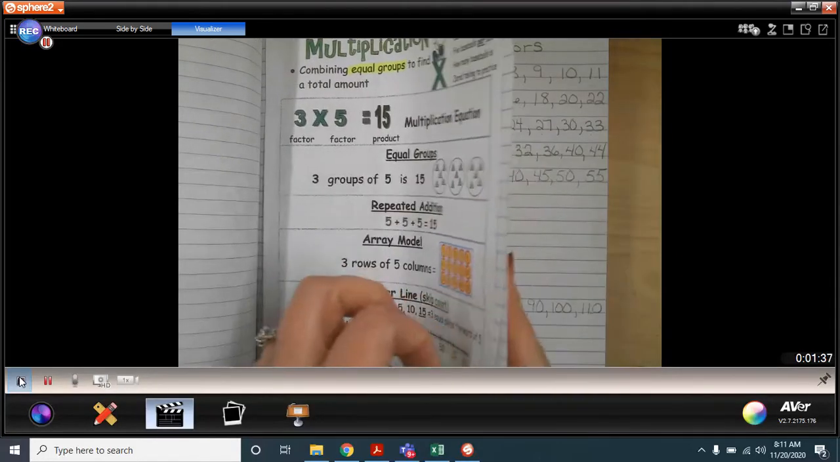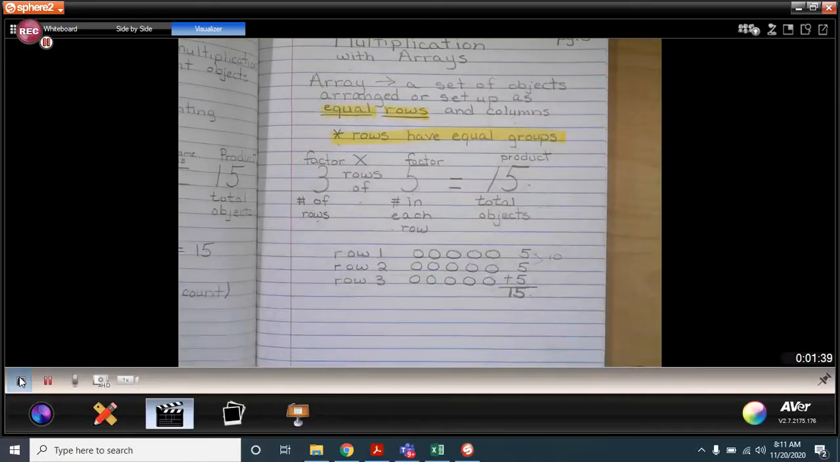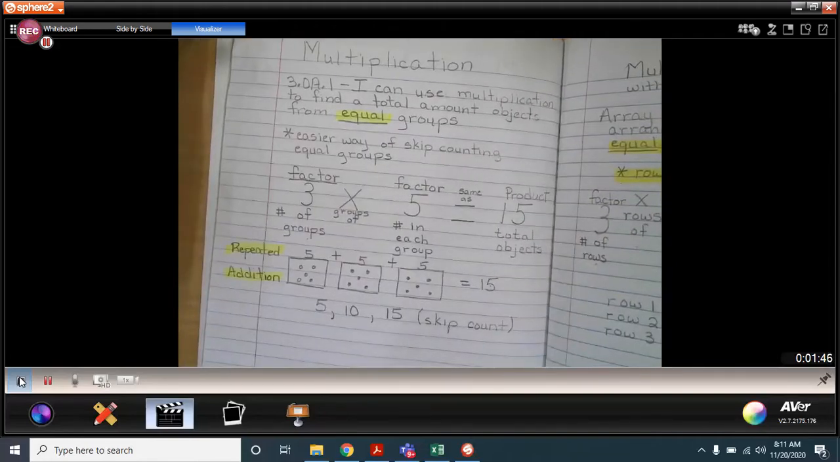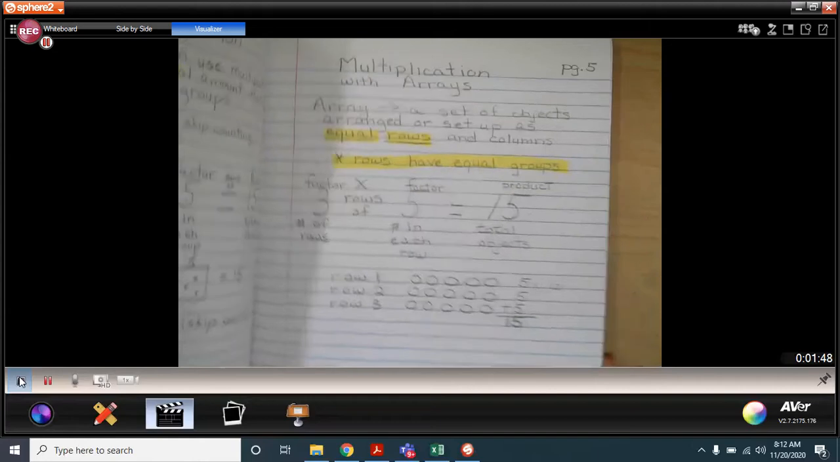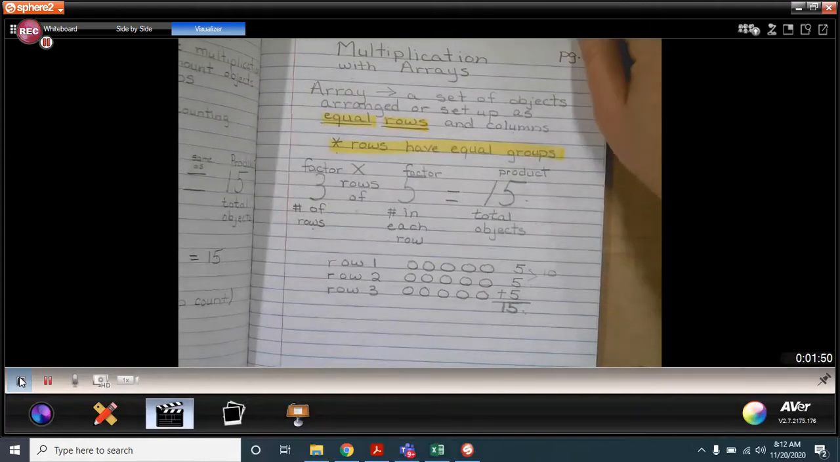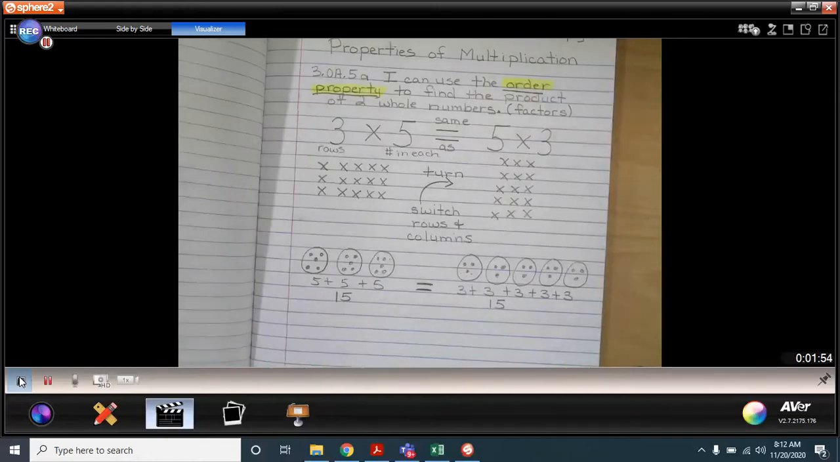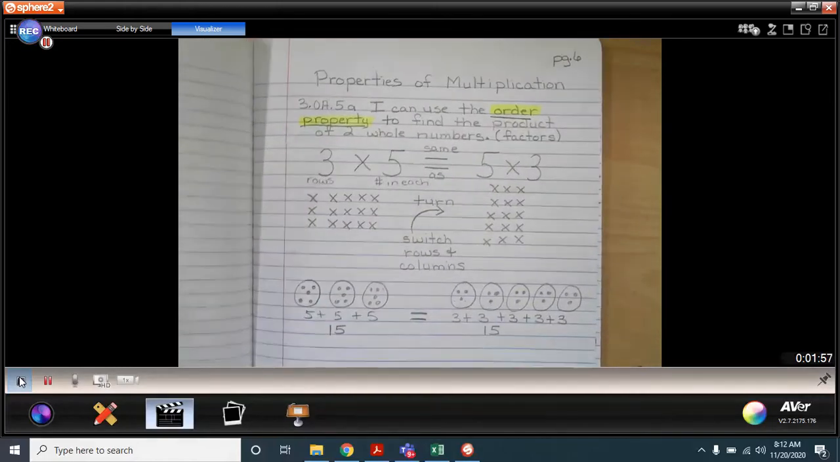We also have on page 5 arrays. On the back of page 4, we have our multiplication. On 5, we have multiplication using arrays and how to use arrays to solve for multiplication. And here on page 6, we have properties of multiplication.